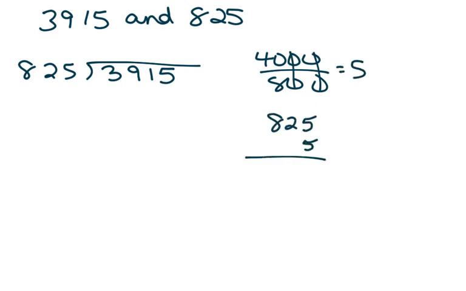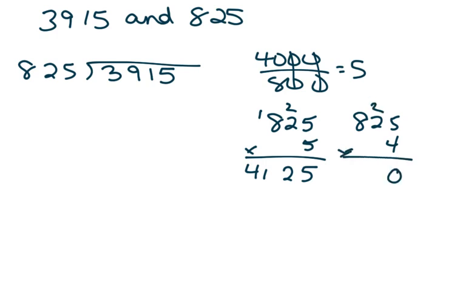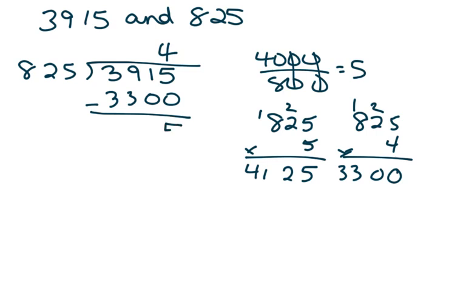825 times 5, we have 25. That's 5 times 2 is 10, 11, 12, 41. That's too large, so we want 825 times 4. So that's 20, 8, 9, 10, and that is 3,300. So 3,300. Subtract that, we have 615. So we have now our remainder and our divisor.